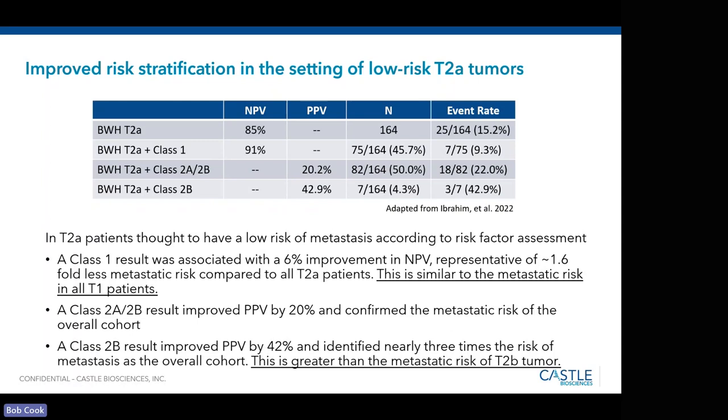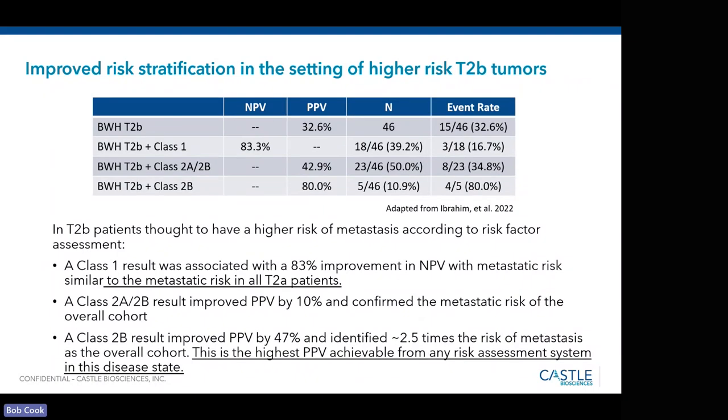Adding DecisionDx SCC test results in this scenario provides risk stratification to identify class 1 patients with an event rate of 9.3% compared to class 2A and class 2B patients with significantly different event rates of 22% and 42.9% respectively. So a class 1 result identifies patients with a metastasis profile similar to that of a BWH stage T1 patient, and a class 2B result identifies patients with a metastasis profile that's higher than that of a BWH stage T2B tumor.